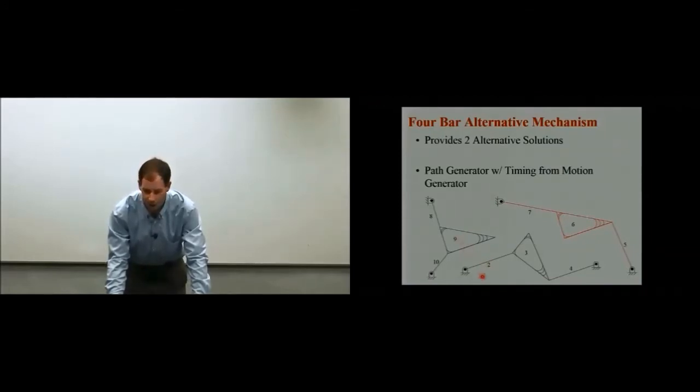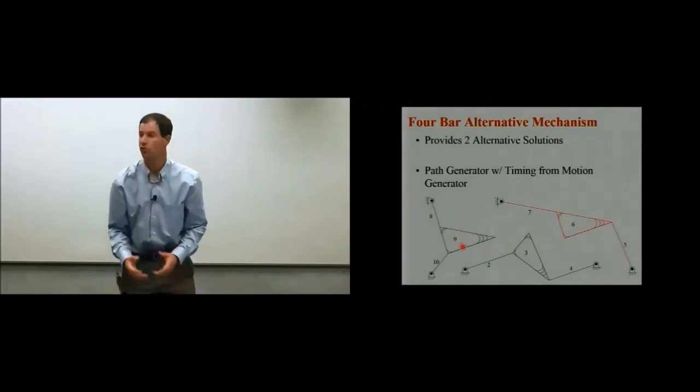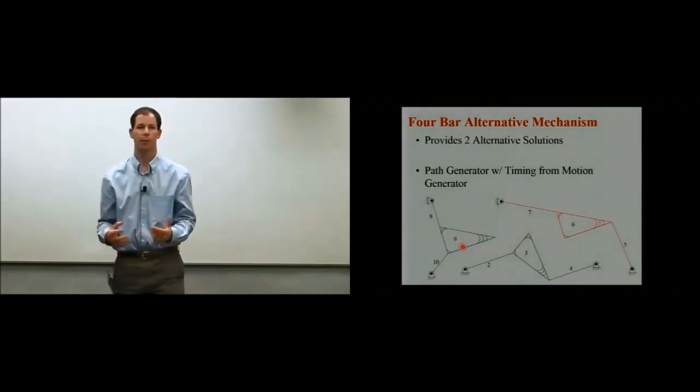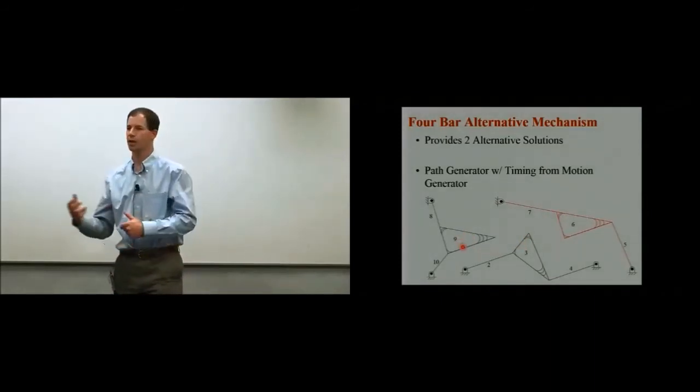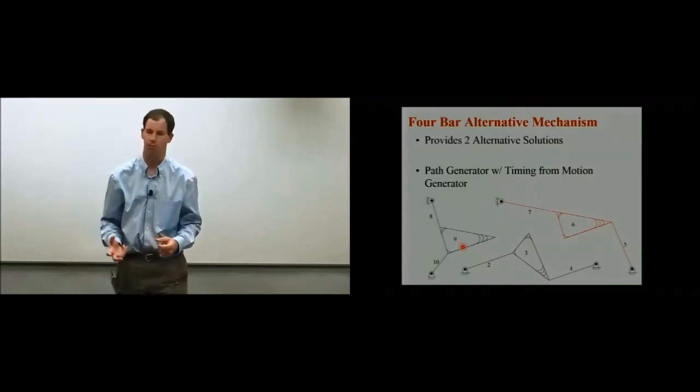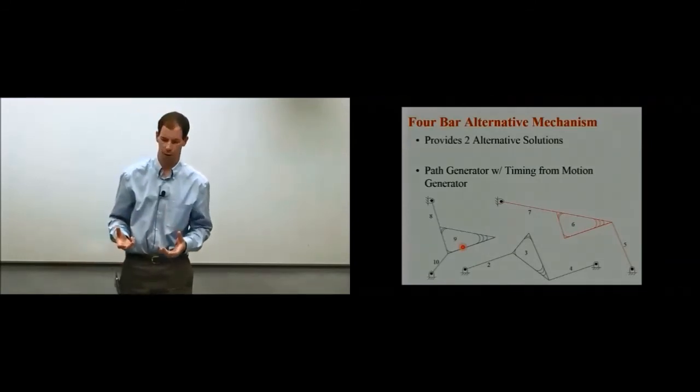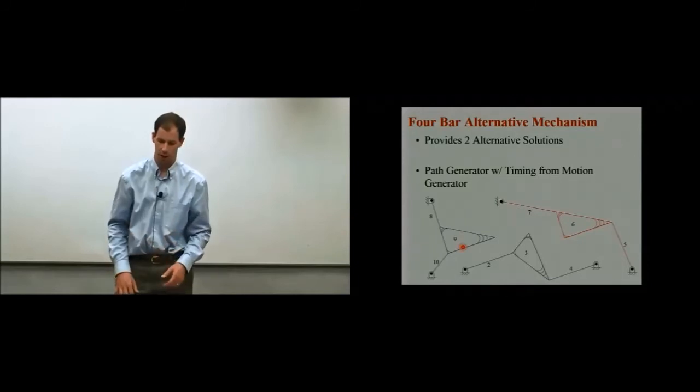So if I synthesize it so that I get the rotation I want in link 2 with the point I want moving in space in link 3, I can create its cognate. Now I have a motion generator from a path generator. I can do the same thing in a vice versa approach, where I create a motion generator, and then use that to create a path generator with prescribed timing.